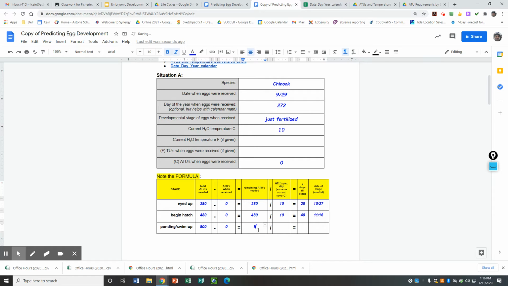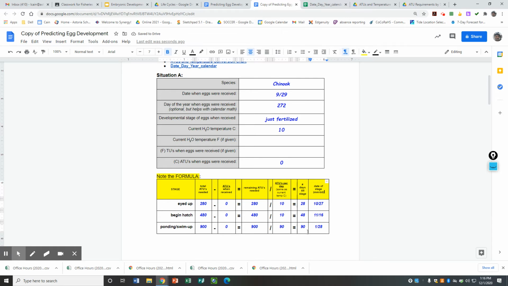So remaining ATUs is 900, which gives us 90 days from September 29th on our left. So that works out to be January 28. That's how we get this. And you always want to predict early.